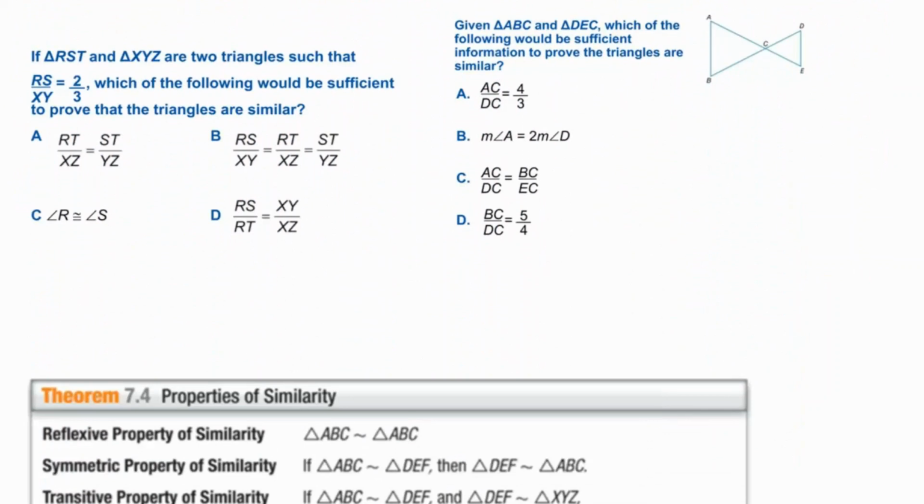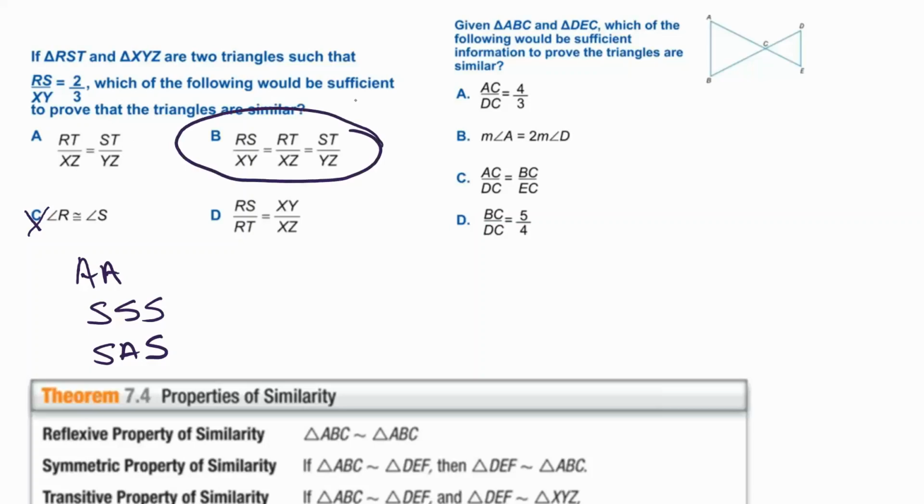If triangle RST and triangle XYZ are two triangles such that RS over XY equals 2/3, which of the following would be sufficient to prove that the triangles are similar? So we either have to do angle angle, side side side, or side angle side. Well, if we had C, it'd just be one angle, so that wouldn't work. RT over XZ, ST over YZ. Well, we'd have to show that they were also equal to RS over XY. So we'd have to show by side side side.